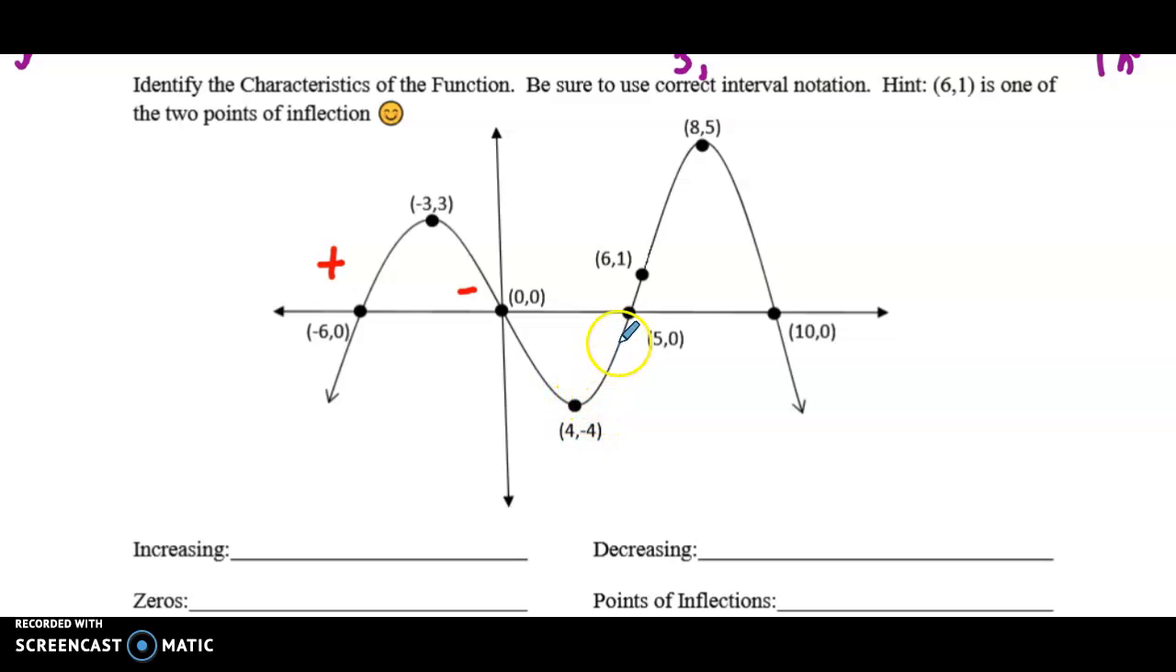Okay, notice up here I'm going up, up, up, up. I'm going to put a positive sign here to show that my graph is increasing. And then here, this is my turning point. I'm going down, down, down, and my graph is going to start decreasing.